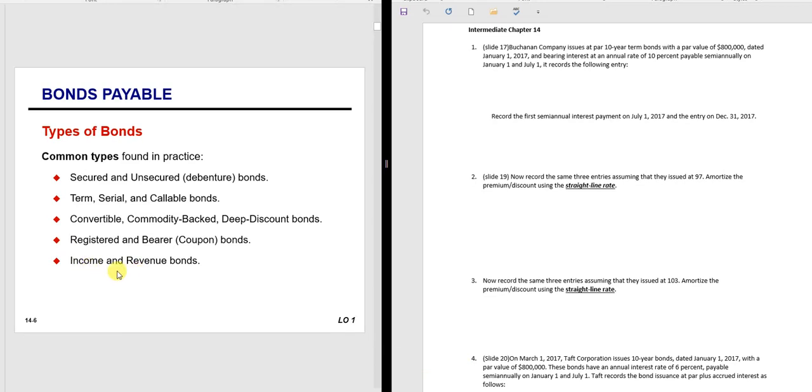Okay, the last type are income and revenue bonds. Income bonds would only pay interest if the company is profitable. And revenue bonds usually come from a specific revenue source. So a school district may issue revenue bonds, and the bonds are going to be paid back from a specific revenue source. So from proceeds from the state, or from collections on lunch money. Not a very good example.